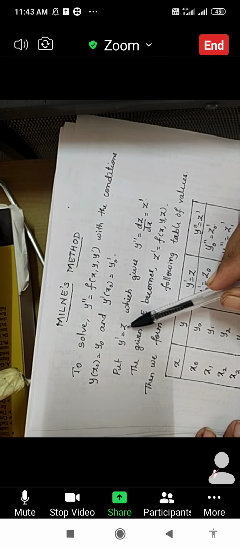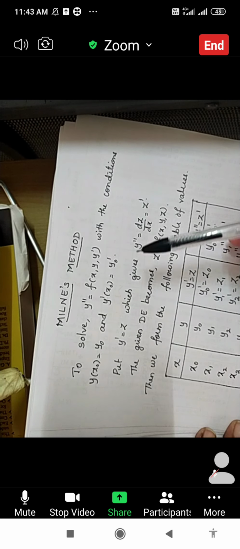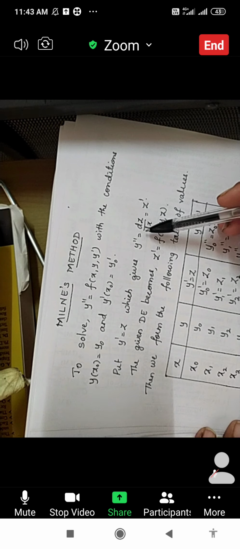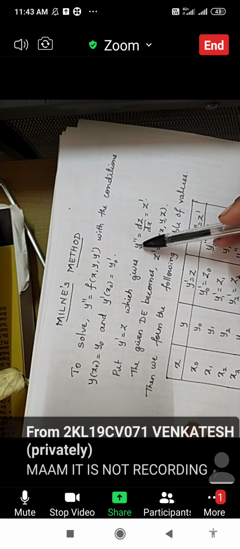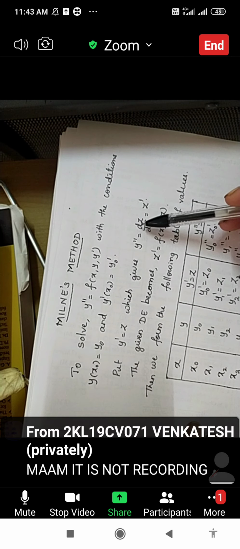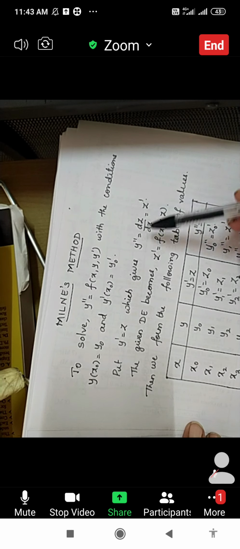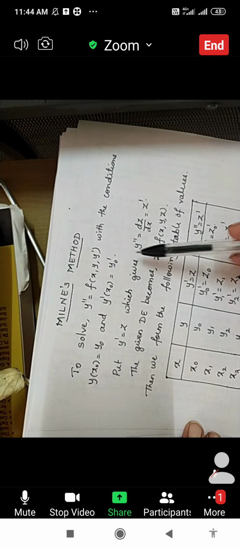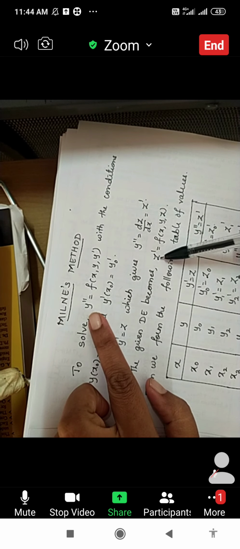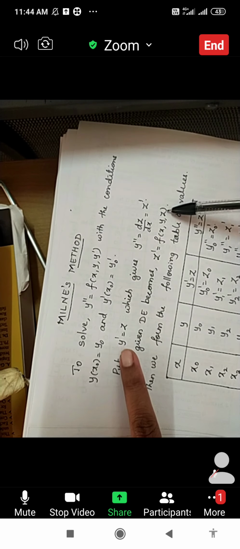Now, if y dash is z, if you differentiate again, what will be y double dash? Y double dash means you are differentiating with respect to x. So z will be dz by dx, which can be denoted as z dash. So we'll use the notation y dash is z, y double dash is z dash. Now what happens to the second order differential equation? Y double dash is z dash, so this equation becomes z dash is equal to f of x, y, and what is y dash? Y dash is z. Isn't it?